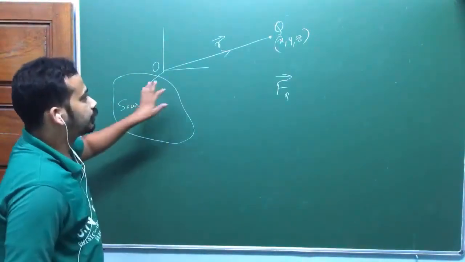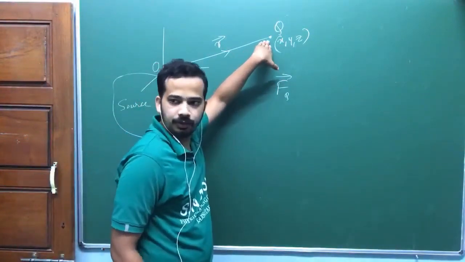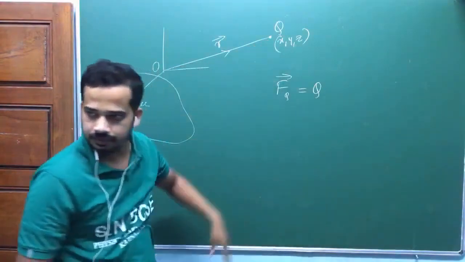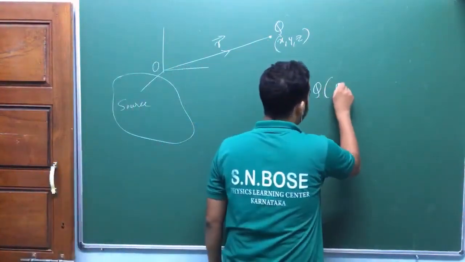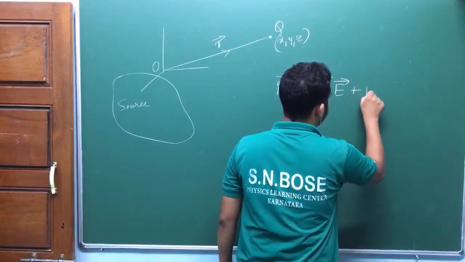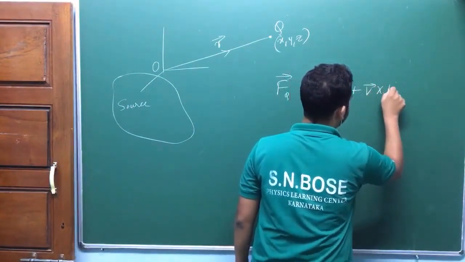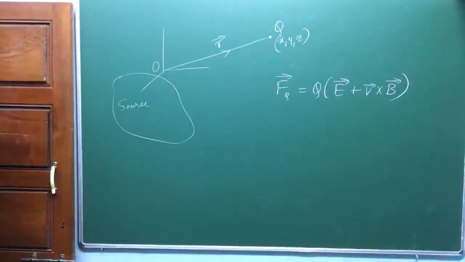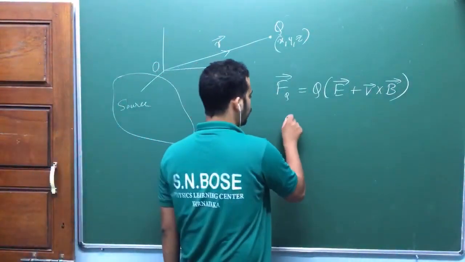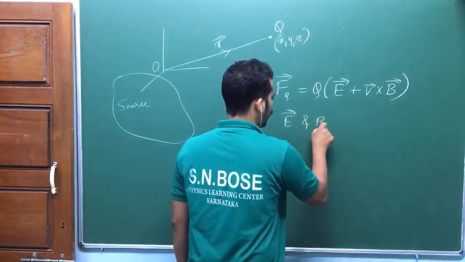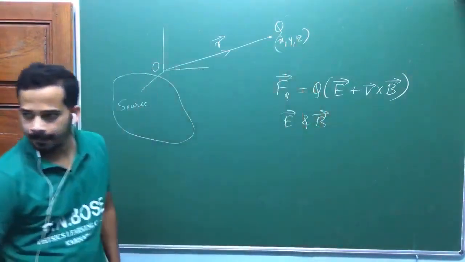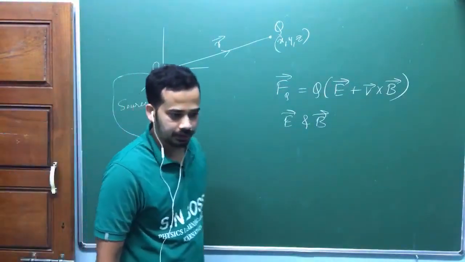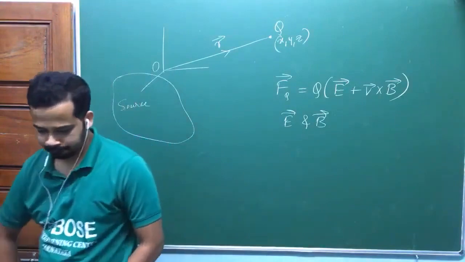In the most general situation, the force on the charge placed at this point will be proportional to the amount of charge, multiplied with E plus V cross B. I hope you know this one, isn't it? Where we call E and B the electric field and magnetic field at this point. Is that okay? So now look at here.